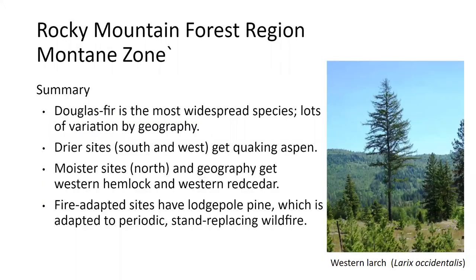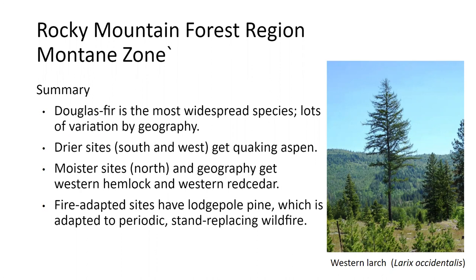And so just to recap that, in this montane zone we have three distinct types of forest. Of course, we could subdivide these into many more categories if we needed much more specific information; there are definitely loads of forest types within that. But generally speaking, Douglas fir is the most widespread species, with lots of variation by geography. And then we have three different types within the montane zone.